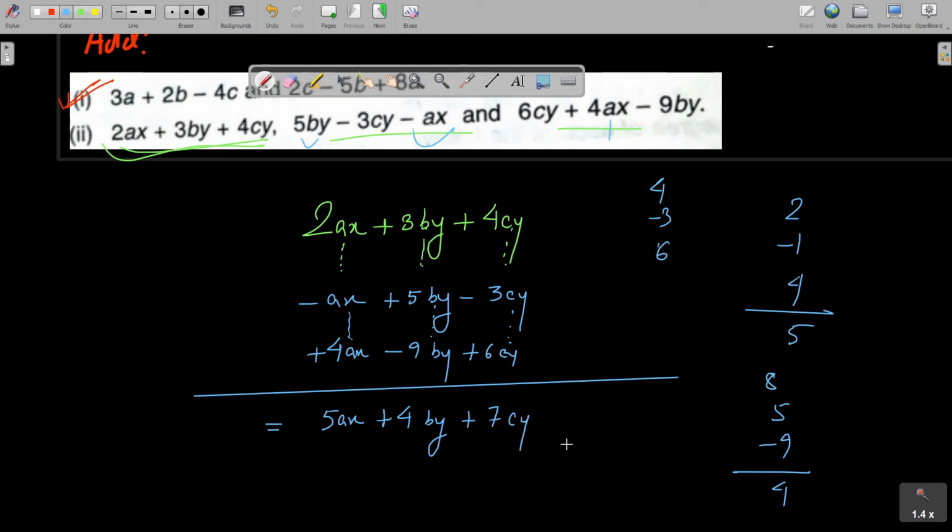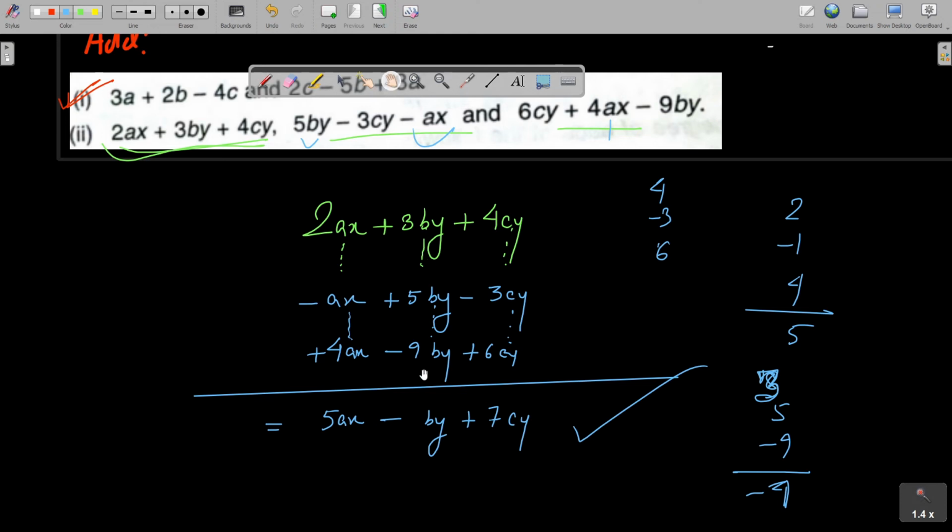So let me check one more time. 2 plus 4, 6. 6 minus 1, 5. 3 plus 5, 8. Over here we made a mistake. One second. 3 plus 5 is 8, so it should be minus 1. My bad. So it will be minus 1by. Now it's correct.